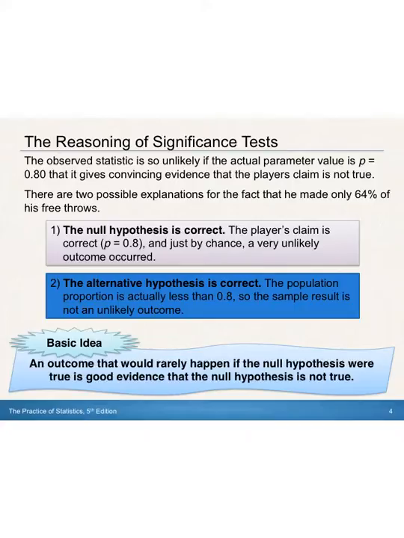So there's two possible explanations when he got a 64%. One is that the null hypothesis is correct, he really is an 80% shooter, and just by chance this very, very unlikely outcome occurred. The other possible occurrence is that the alternative hypothesis is correct, and the proportion is actually less than 80%, so the sample result is not an unlikely outcome. So the outcome that would rarely happen if the null hypothesis were true is good evidence that the null hypothesis is not true. That's the basics.